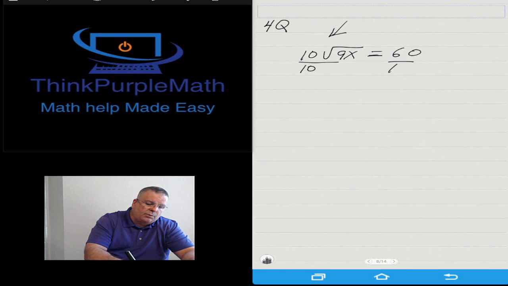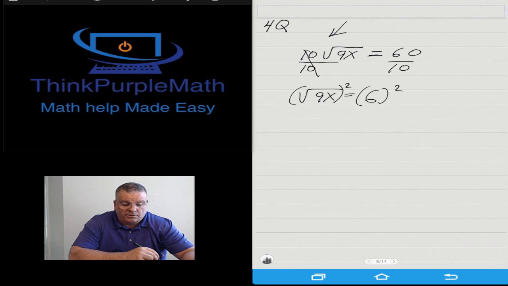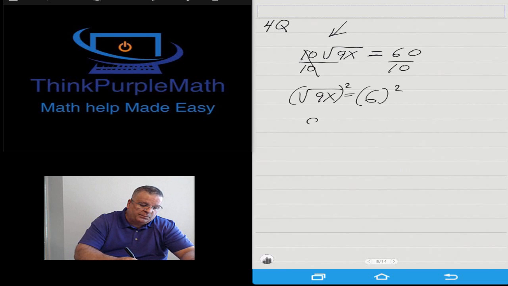What we do to one side, we must do to the other. We have the square root of 9x is equal to 6 here. 60 divided by 10 is 6. Now you can square both sides. Or we can square both sides, you and me.